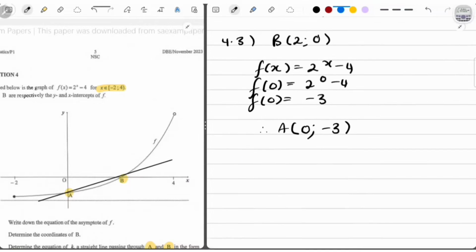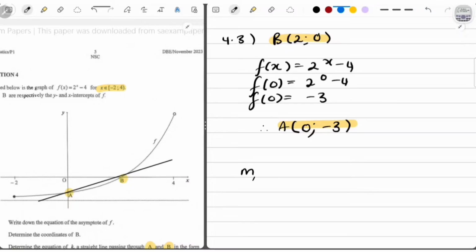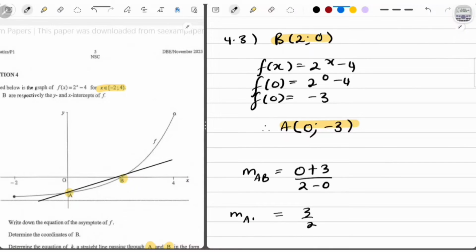So you're going to find the gradient of it first of all. Remember, we are using these 2 points. So the gradient of AB, you say y2 minus y1, so 0 minus negative 3. 0 minus negative 3 really just becomes 0 plus 3, over x2 minus x1, which is 2 minus 0. So that's going to be 3 over 2. So the gradient is 3 over 2.